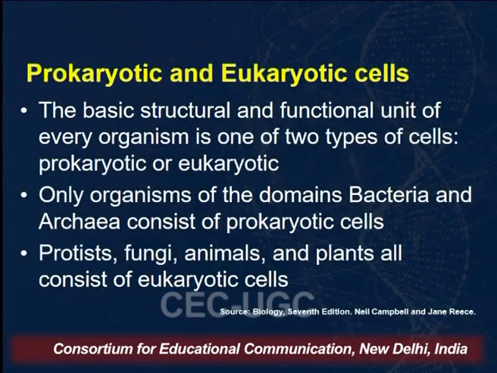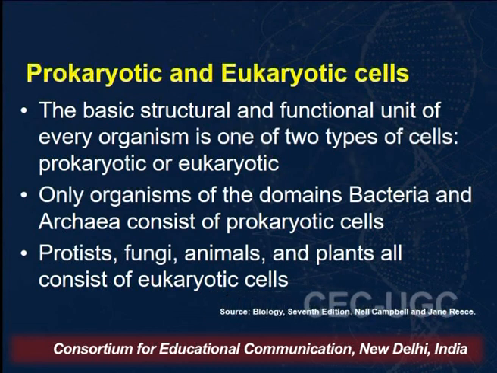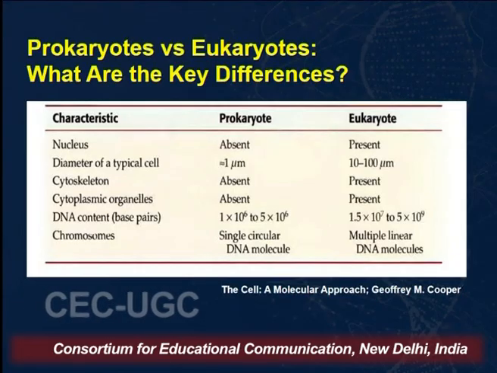Now before moving into the structuring of these things, we should understand the basic difference between the prokaryotes and the eukaryotes. There are basically two major types of cells, prokaryotes and eukaryotes. The prokaryotes include the bacteria and the archaea, while the eukaryotes consist of the animal and plant cells and other cells. Now over here, we can see the key differences between the prokaryotes and the eukaryotes.